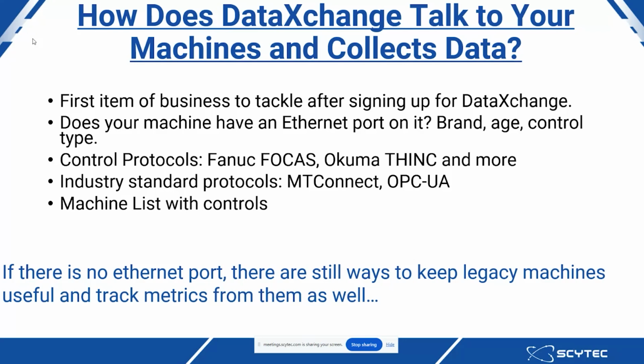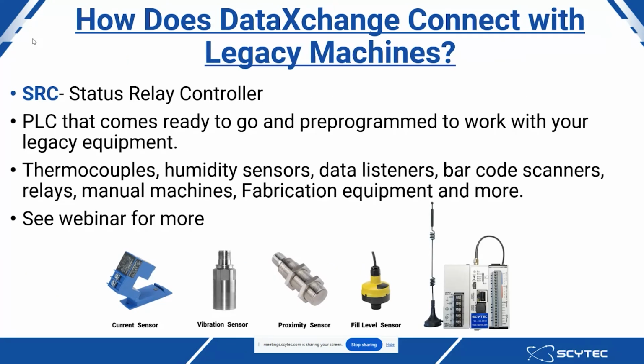So let's say, for example, that you have an older legacy machine that has no Ethernet port. You're in luck because we can still have those kinds of machines privy to all of the benefits of machine monitoring with what we call our status relay controller. And you can see that down there in the bottom right. It's that thing with the little antenna next to it. The status relay controller is our cost-effective PLC device that can connect to older legacy equipment as well as fabrication machines. And we can also pull information off of sensors.